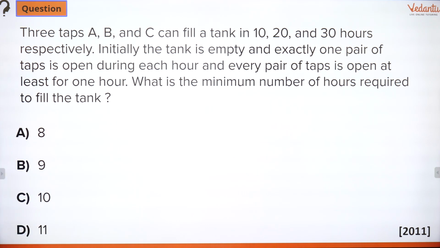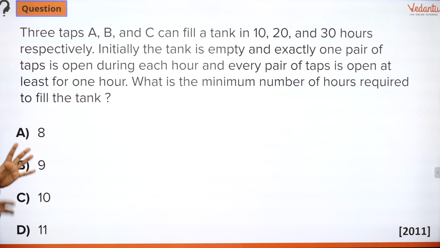Now what is the condition that needs to be satisfied? The condition is that exactly one pair of taps should be open each hour. Exactly only one pair should be open each hour. And what is the second condition? Every pair of taps must be open at least once.